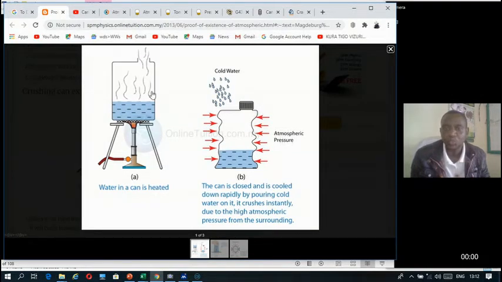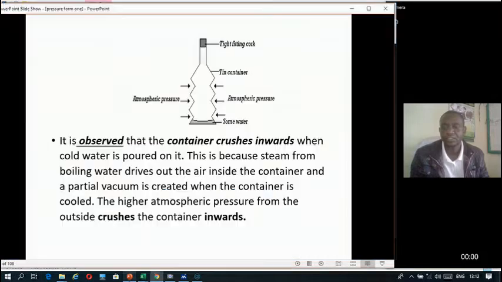Hot water, then you close. It is observed that the container crashes inwards when the cold water is poured on it. This is because steam from boiling water drives out the air inside the container and a partial vacuum is created when the container is cooled. The higher atmospheric pressure from the outside crashes the container inwards.